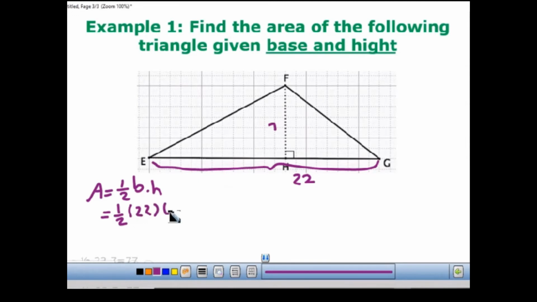Now it's up to you. I wouldn't just rush for a calculator. I'm a big fan of reducing, simplifying before I multiply. So I would make my life easy. For example, the 2 and the 22. This is going to make this guy 11. I have no fractions anymore. I've got 11 times 7, and 11 times 7 will give me a good looking number, which is 77. Once again, square units, and that's the area of this triangle.